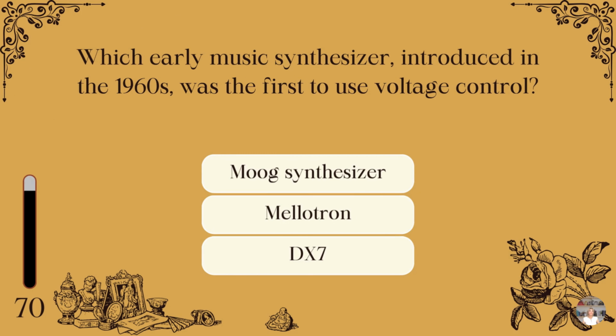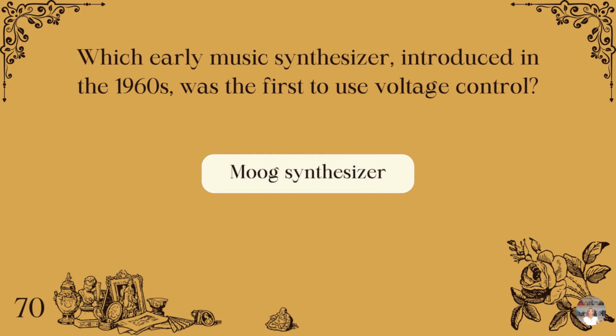Which early music synthesizer introduced in the 1960s was the first to use voltage control? Moog synthesizer, Mellotron, or DX7? Moog synthesizer.